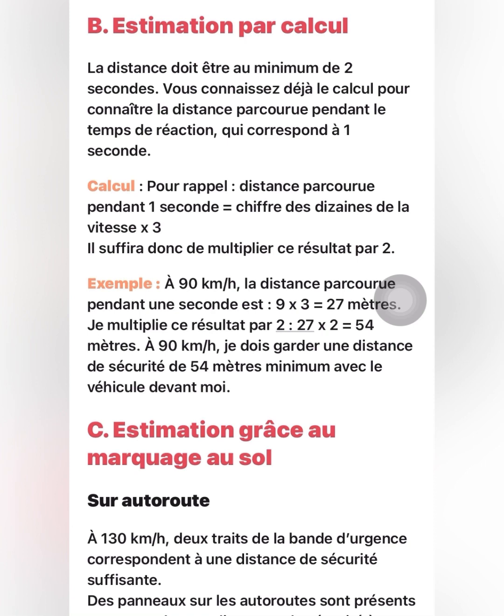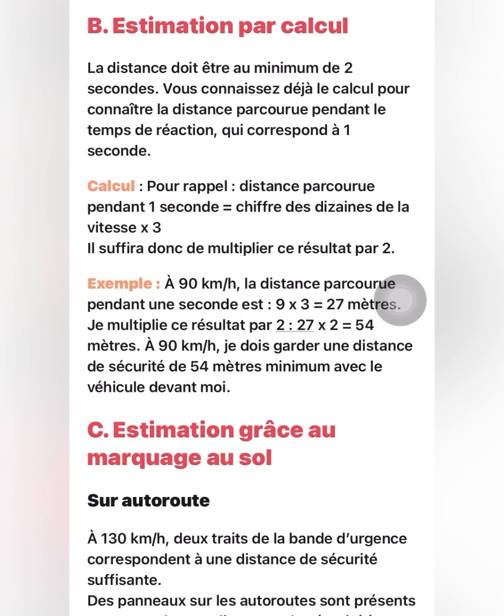So he said, okay, the distance must be minimum 2 seconds. You must know how to calculate it. We know how to calculate the reaction time. We have done it before. And that one must be in 1 second. How do we calculate the reaction time? We calculate it by the first number.